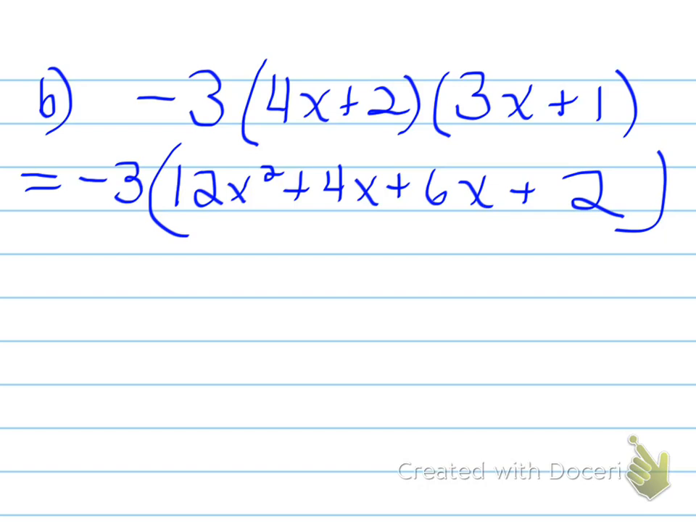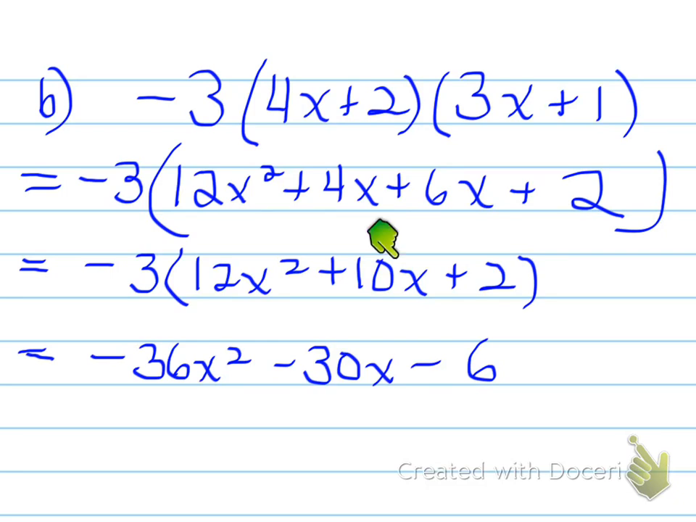Once you've done that, you then collect the like terms of the middle terms, and you get 12x squared plus 10x plus 2. And then what you'll finally do is take that negative 3 that's on the outside and multiply it to every term on the inside, so that you get negative 36x squared minus 30x minus 6. And this here is the expansion of this expression. All right, let's try another one.